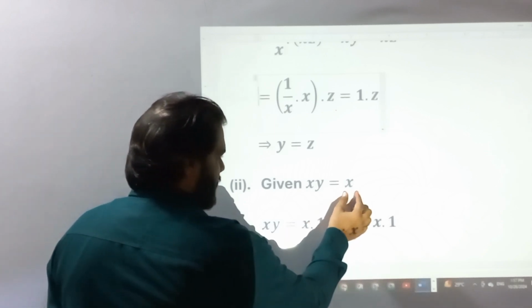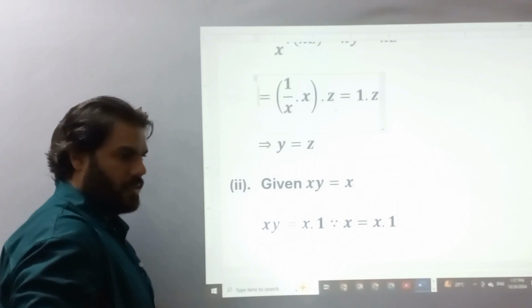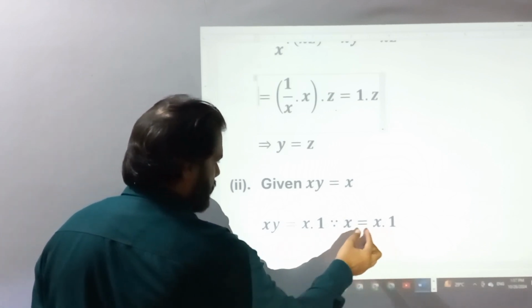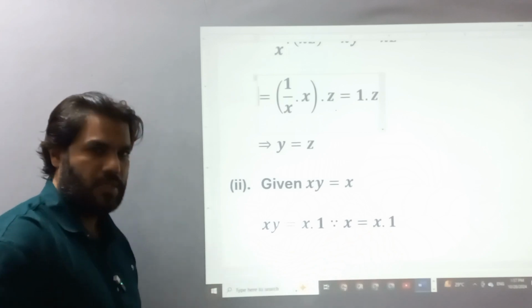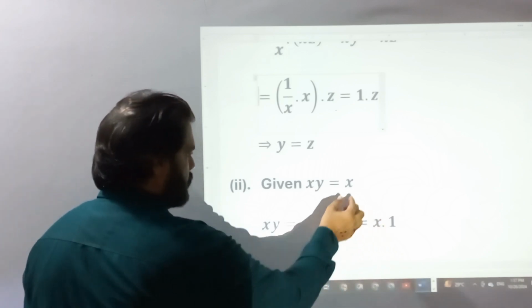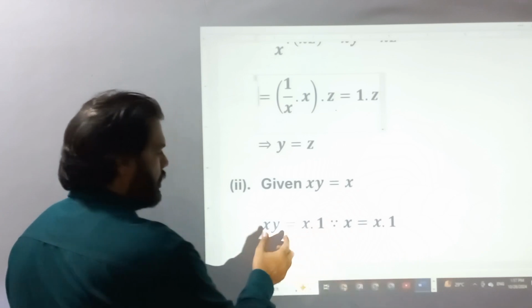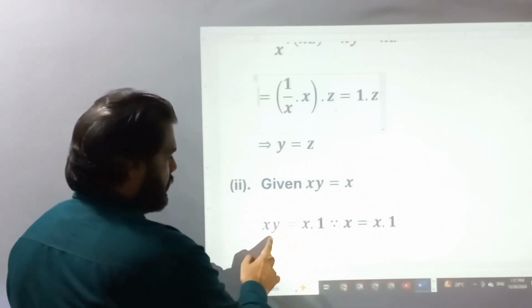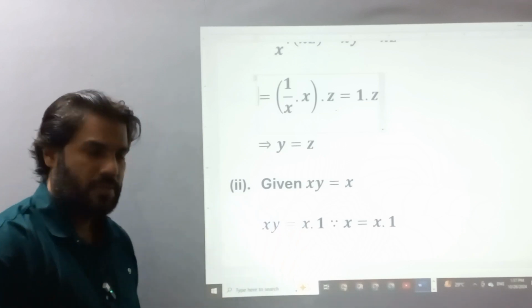The right side, that is x here, can be written as x into 1, because x into 1 is equal to x, as 1 is the multiplicative identity. So replace x with x into 1. Now by using the left cancellation law, x will be cancelled, so y equals 1 as required.